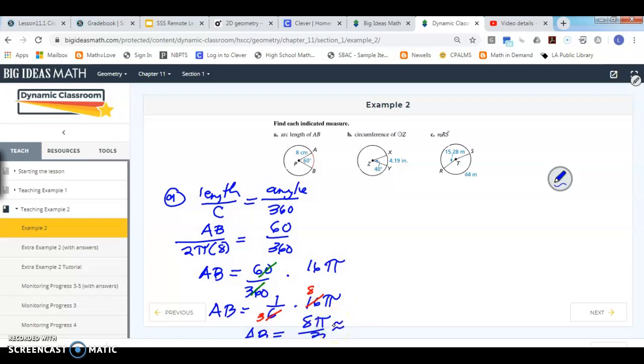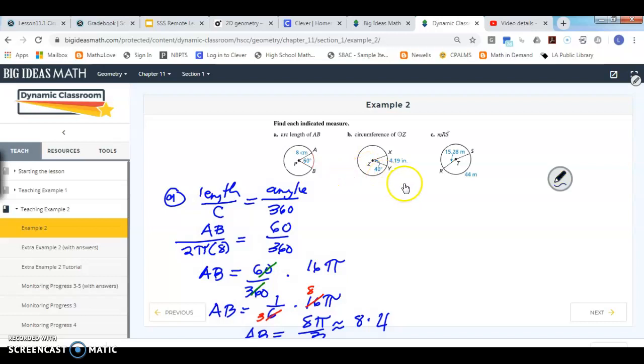So if you want to round that off to the nearest tenths, let me do it on my phone. Give me 1 sec. So we get 8 times, we're using 3.14 for pi, and then we're going to divide it by 3. So it's approximately 8.4. So it's going to be 8.37. So I should make it 8.4. There you go. So that's for letter A. Now let's go to letter B.